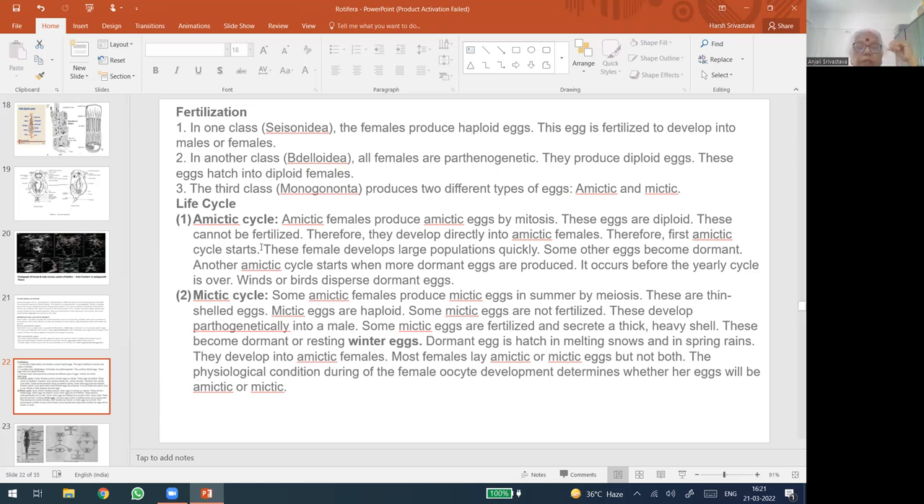Jab weather cold ho jata hai to ye dormant eggs ke form mein rehte hain, dormant stage mein rehte hain and wait for the favorable period. Dormant eggs hatch in melting snow and spring rains. They develop into amictic females. Most females lay amictic or mictic eggs, but not both. The physiological condition during the female oocyte development determines whether the egg will be amictic or mictic.